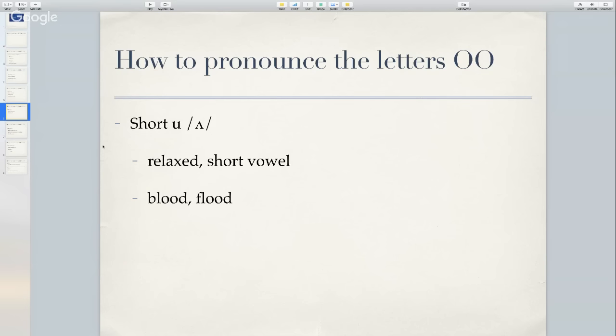But for today's purposes, we're going to talk about when the word is spelled with O-O. And for the short sound, you're going to have a really relaxed mouth, and it's a short vowel. And we have this combination in blood and flood. Blood, flood. Let me go ahead and show you my face. So the sound is very relaxed mouth. So it's essentially I'm just opening my mouth. And my tongue is just sort of generally in the middle of my mouth, and a nice short relaxed vowel.